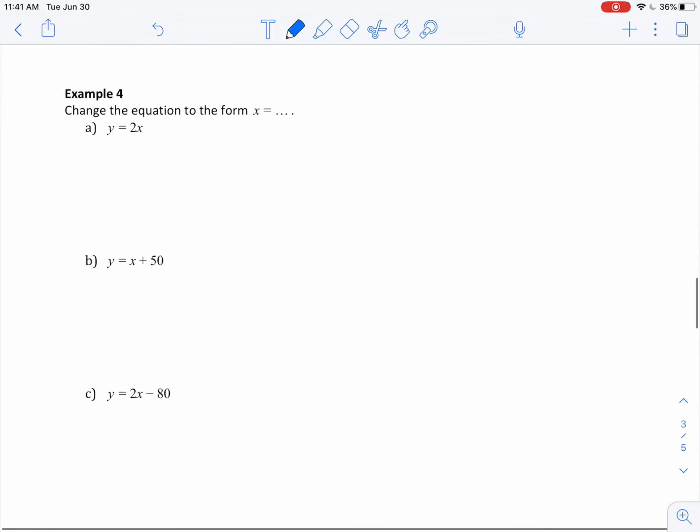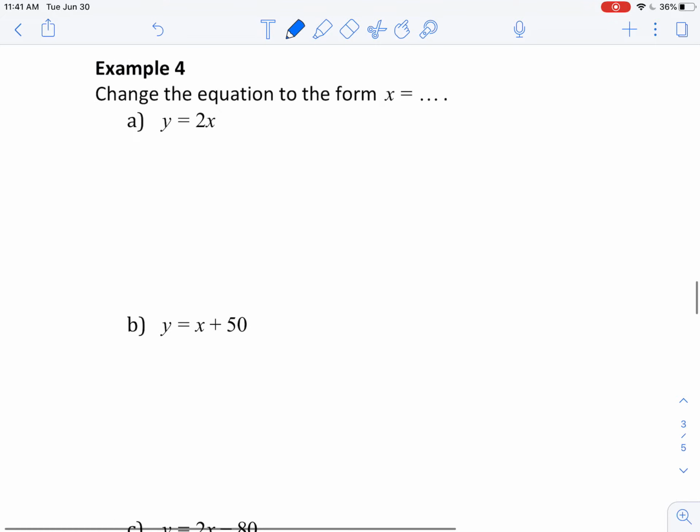Now we're going to change the equation to the form x equals. How do we rearrange it so that x is isolated? Well, in this case, what's happening to x? It's being multiplied by 2, so I need to divide it by 2. What I do to one side, I have to do to the other. So x is then equal to y over 2.